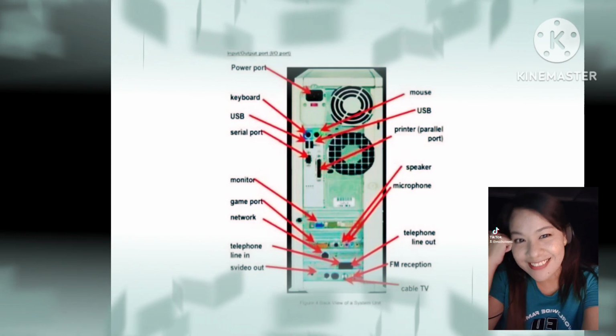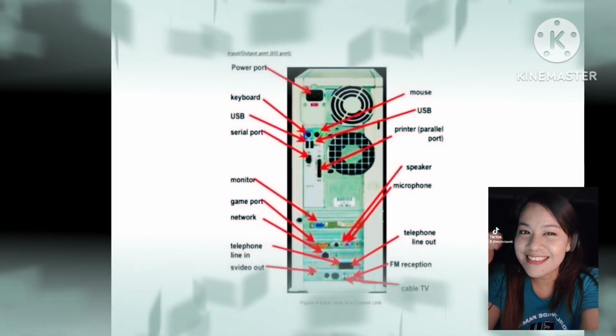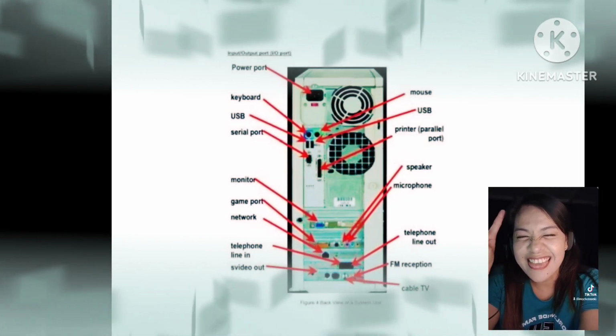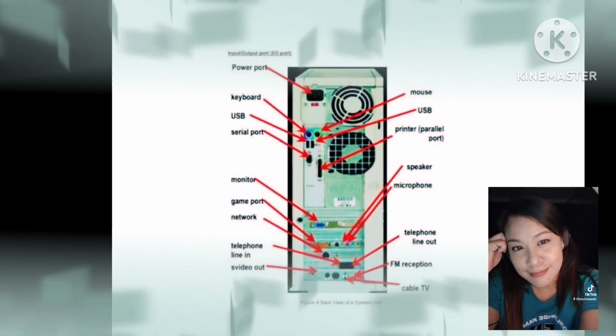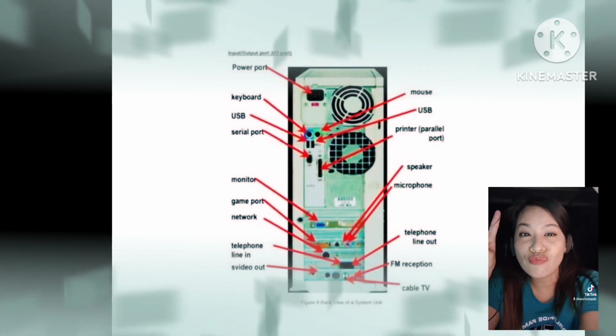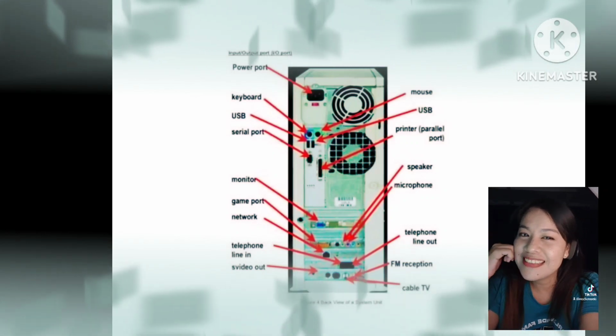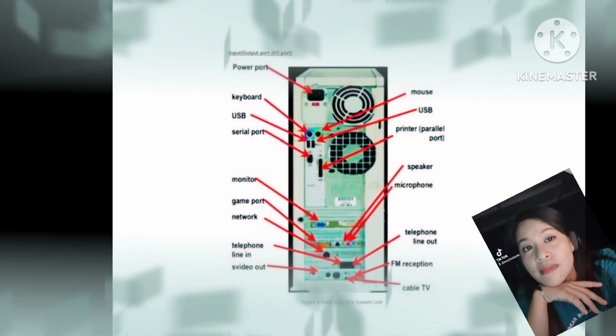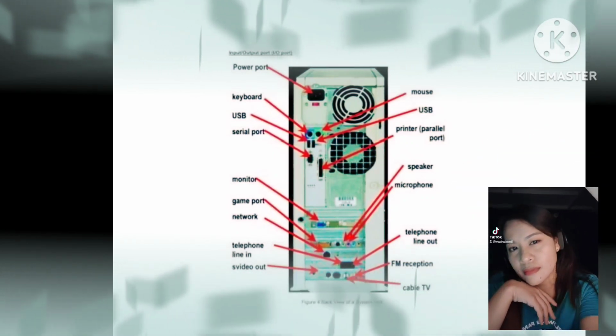The power port is a port on a computer or other electronic device that allows it to get power from a wall outlet and charge the device's battery if capable. Devices like desktop computers, which don't have batteries, cannot turn on without a power cord connected to the power port.